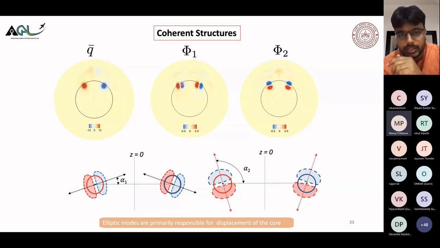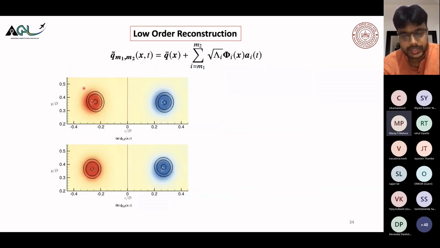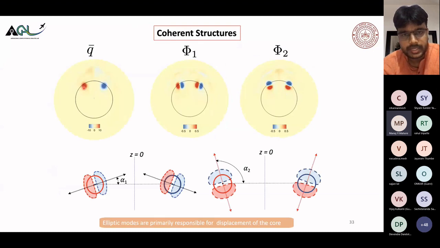The angle between this line and this line is around 90 degrees, which means that the modes are orthogonal to each other. They basically interact with the mean flow and give you different kinds of meandering effects. And how do they give that? In order to understand that, I first put this first mode onto the flow. I'm just showing you the first two modes, but there are thousands of modes.